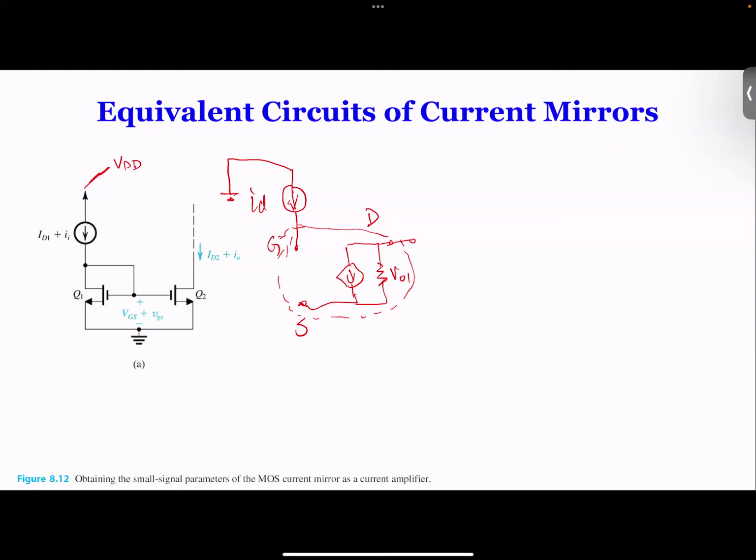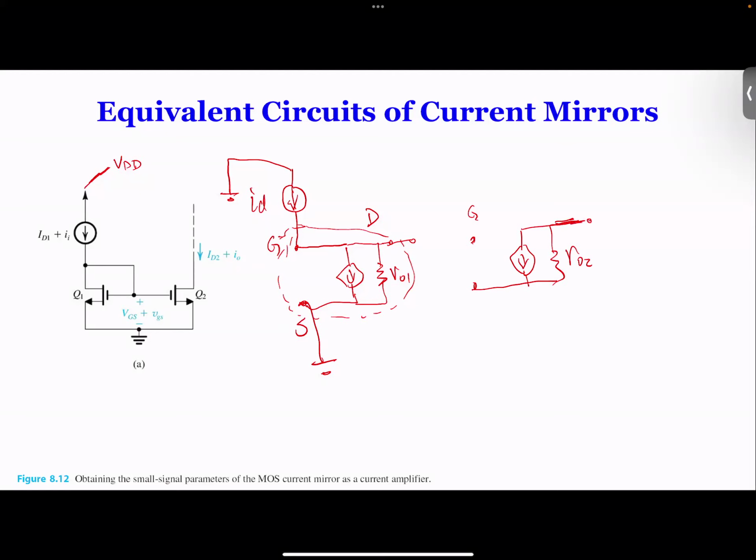You see, gate and drain are connected, right? So the source is grounded. So we got this Q1 plotted. And now we're going to plot Q2. So for Q2, we're going to plot the gate, and then also the resistance.